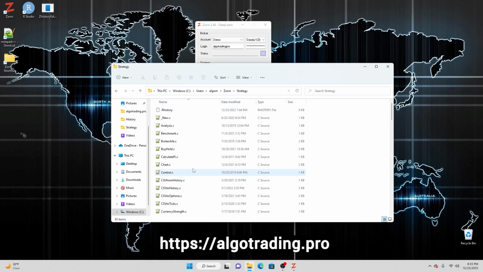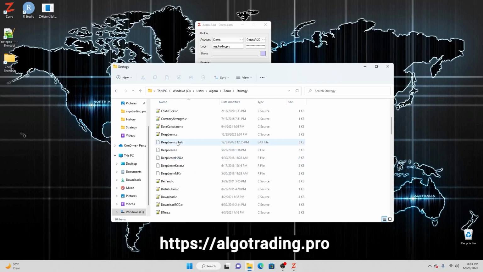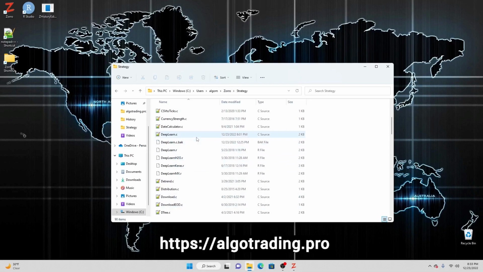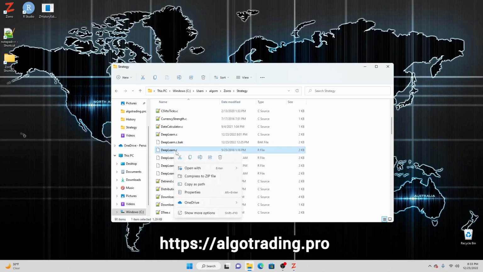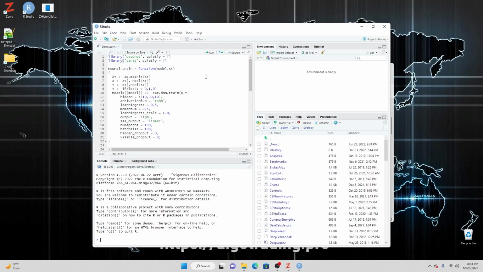And here in the strategies folder, we can see our script deeplearn.c, and we can also see this file deeplearn.r, which is the R file that is executed by a call from Zorro Trader when we are training or backtesting or live trading this strategy, right? So let's take a look at that file. Let's open it with RStudio, which is the native application for our files. So here it is.